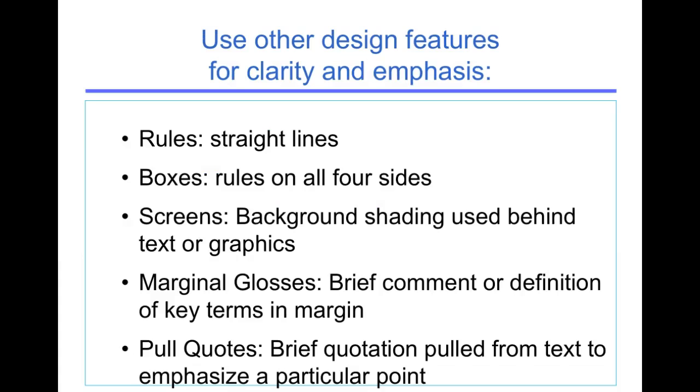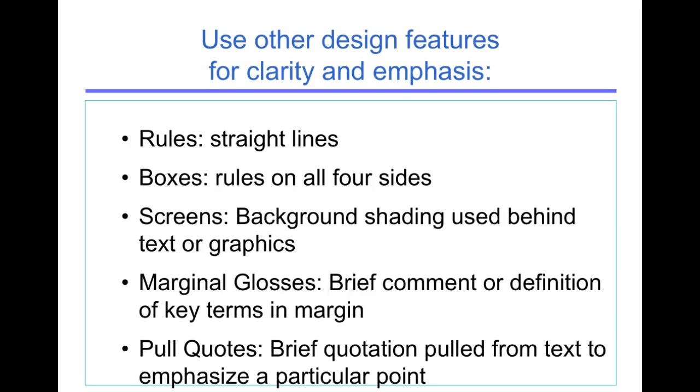Other design features that can help make a document clear or provide emphasis: rules, which are another word for straight lines; boxes, which can emphasize information; screens, the background shading used behind the text and graphics. You can use different colors to help clarify, to make things clear and to emphasize information. The marginal glosses, again, are great to just give like a call-out box about something that you want the reader to highlight, or a definition of a term you want the reader to understand.